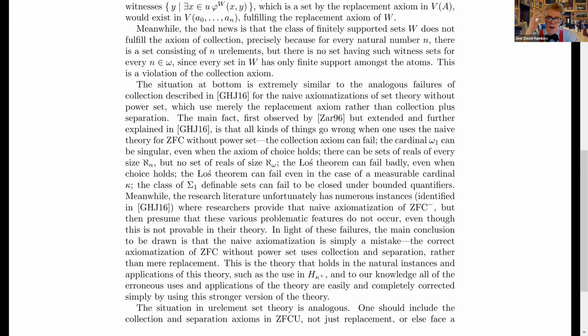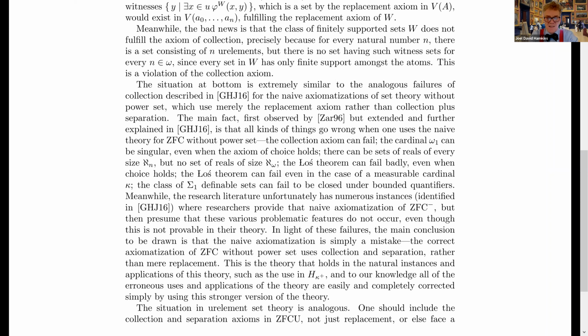So the way I think about it is, the lesson of the ZFC minus case is that ZFC minus, when axiomatized with replacement instead of collection, is the wrong theory, because everything goes wrong in that theory. Even though you have the axiom of choice, you can't prove omega 1 is regular, and there's a whole ever expanding list of things that go wrong here.